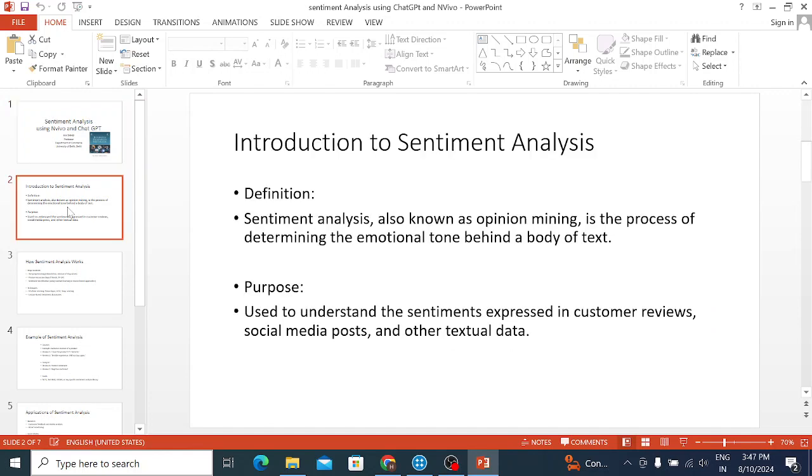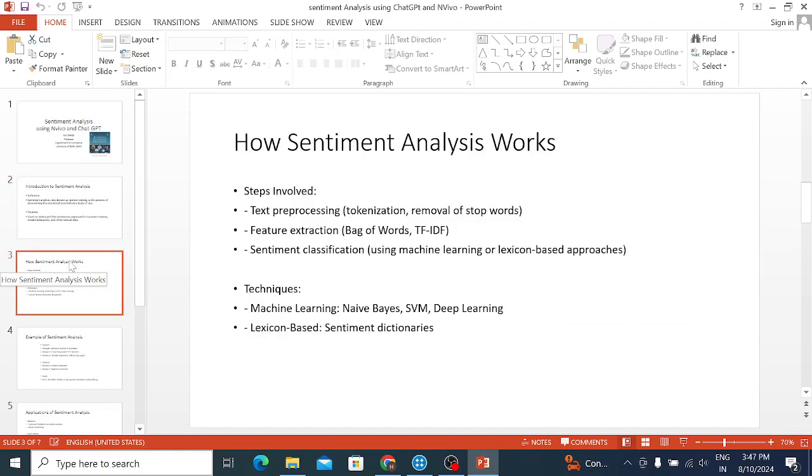Now, sentiment analysis is also termed opinion mining, and it is a process of determining the emotional tone behind a body of text. The purpose of sentiment analysis is primarily to understand the sentiment expressed in customer reviews, social media posts, and other textual forms. So for any sort of text data, when you want to understand whether the writer's attitude towards a particular phenomenon is positive, negative, or neutral, you use sentiment analysis, which is being extensively used these days in social science research as well.